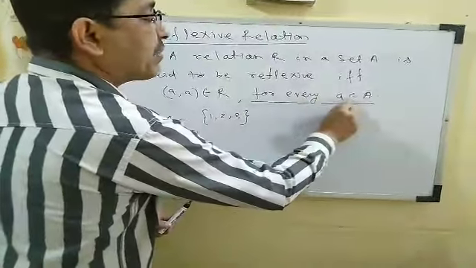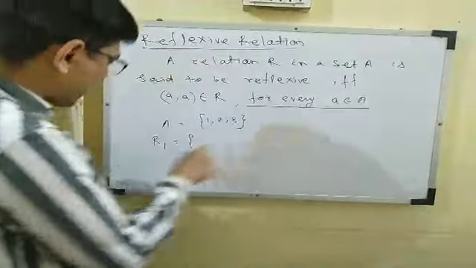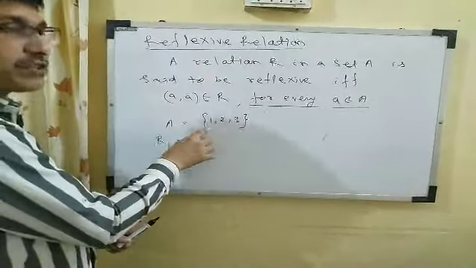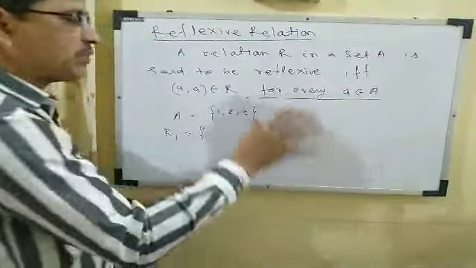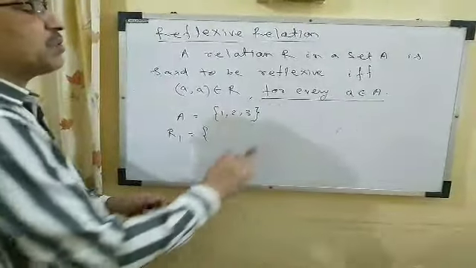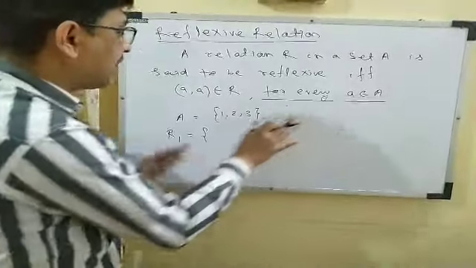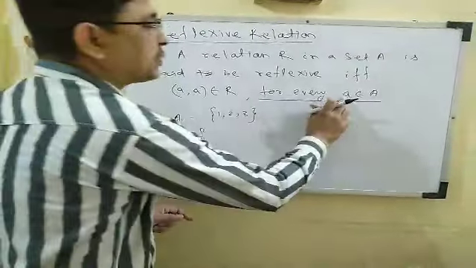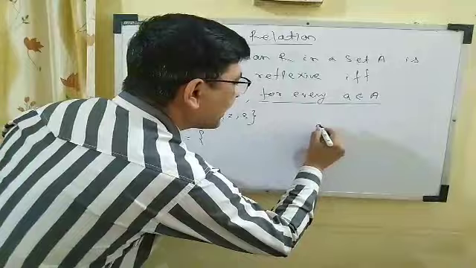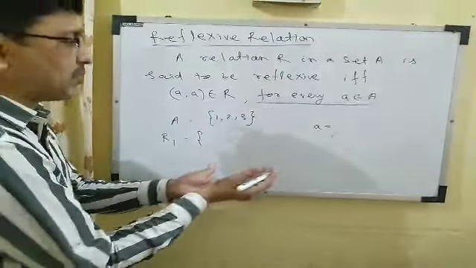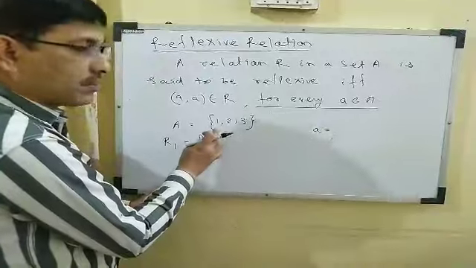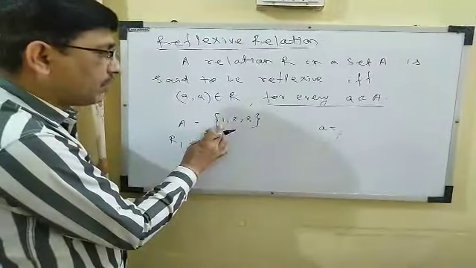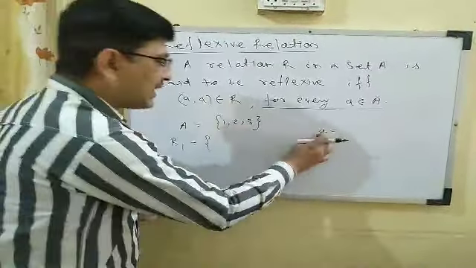For every a belongs to A, what does it mean? Now in this case, A is the collection of only 3 elements, 1, 2 and 3. For every a belongs to A, we have to decide first what are the values that can be assigned to a. That means a can be taken as, what are the possible choices of a? So we can assume this a as either 1, or maybe 2, or this a may be 3.